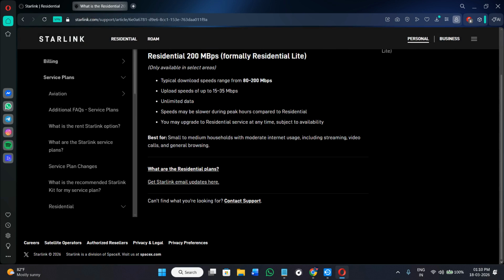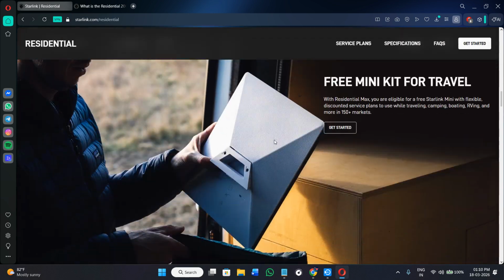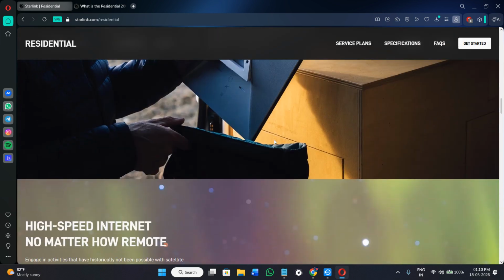Now, both plans come with unlimited data, no contracts, and the same Starlink satellite technology. The equipment cost is usually around $349 one time, depending on the region. So the real question here is, which plan should you choose?